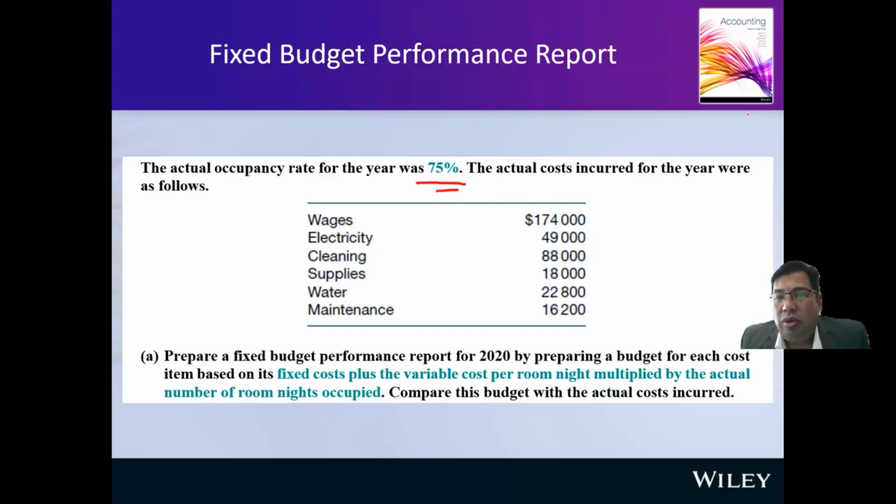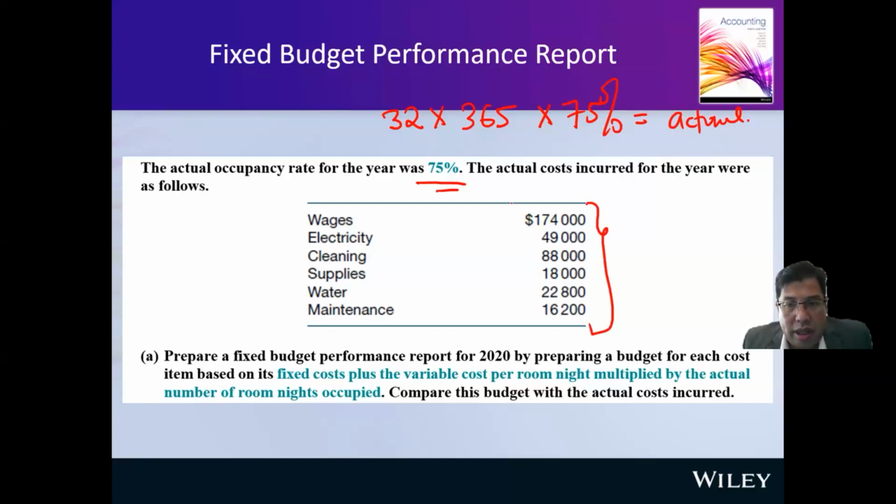Okay. The actual cost incurred for the year were as follows. You don't have to calculate that one. You're given this is the actual cost. Okay. Let me just calculate. You have 32 multiplied by 365. So this is the max. And then if you manage to get customers 75%, you get the value. What is the actual nights? Actual nights and rooms used. Okay, and then this is the actual cost in terms of dollars.